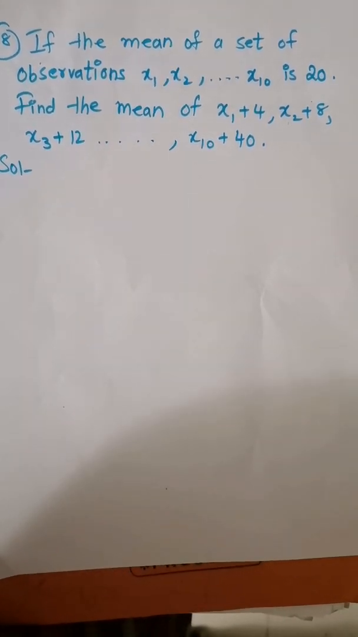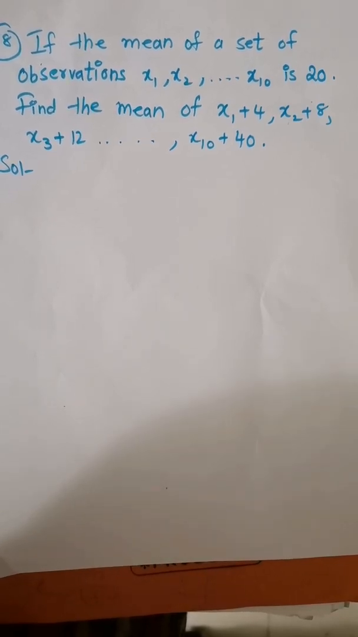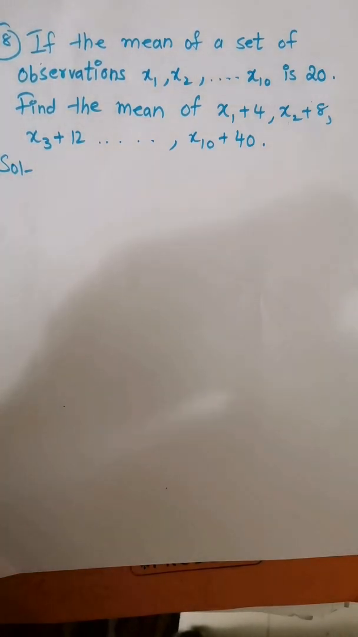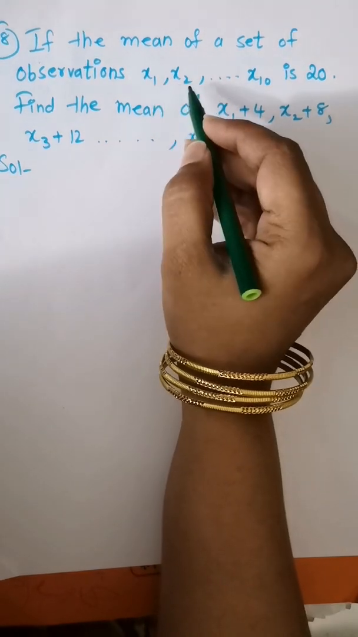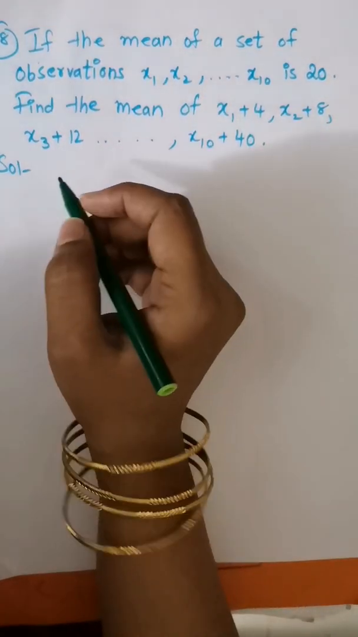Look at the question and try to understand it. If the mean of a set of observations x1, x2, ..., x10 is 20, find the mean of x1 plus 4, x2 plus 8, x3 plus 12, ..., x10 plus 40. Now the observations are x1, x2, ..., x10.